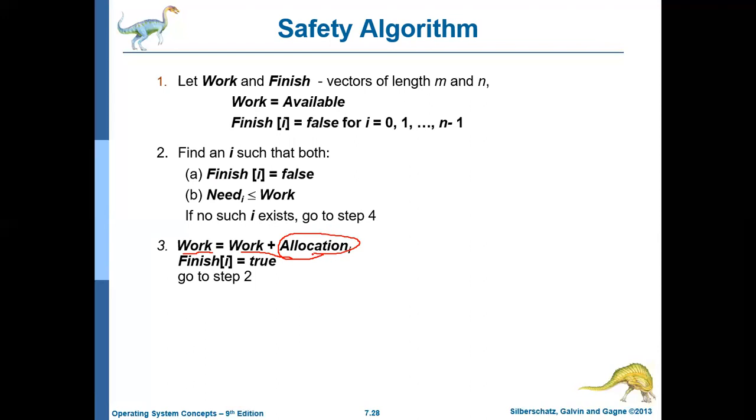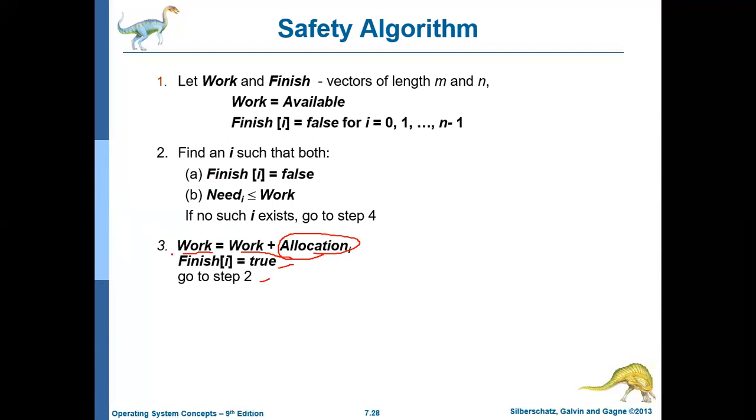Because previously you gave that many resources, and using those resources, the process Pi has completed its task. So now the particular process I has finished. So finish of I is equal to true, and again go to step 2. Keep on repeating this.